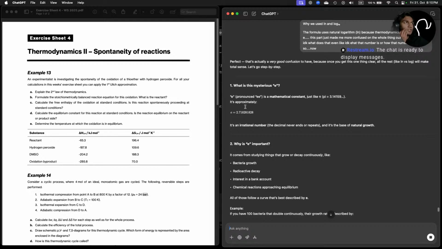What is this mysterious E? E, pronounced as E. It's a mathematical constant, just like pi. It's an irrational number. The decimal never ends or repeats.